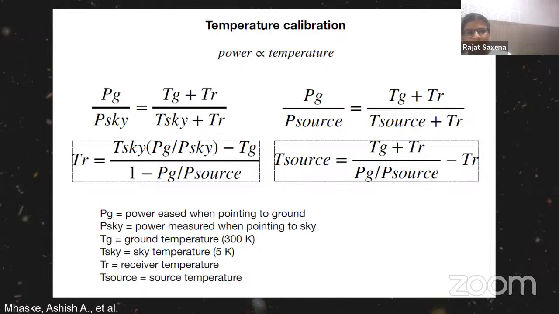Using that, we can write the two equations that you see on the top. We have two equations and two unknowns, TR and T source, so we can make them the subjects and reduce the values of TR and T source, and at the end what we want is the T source.